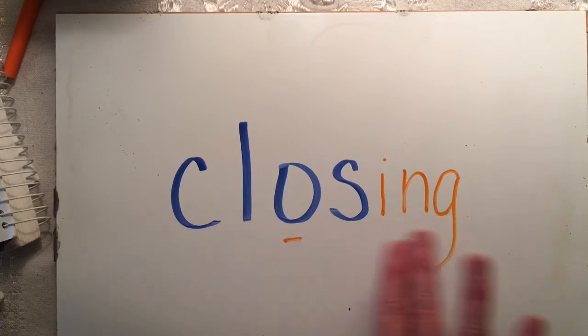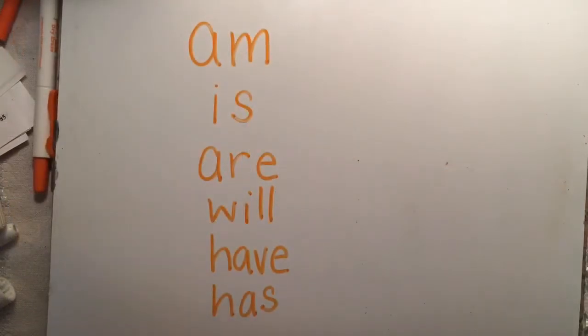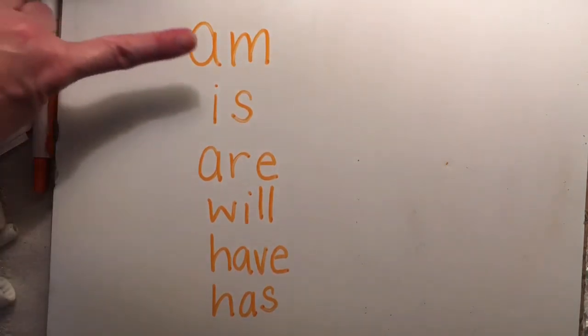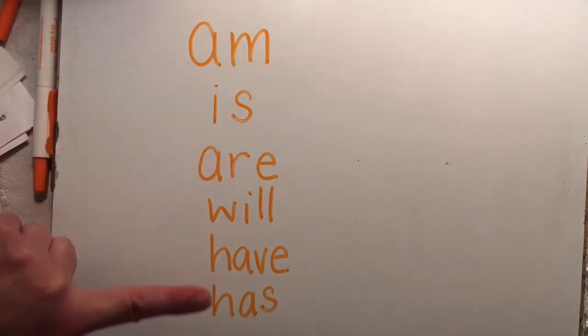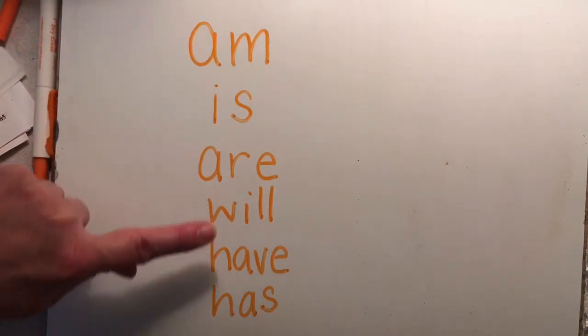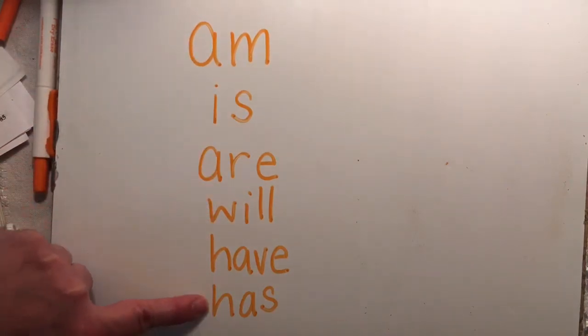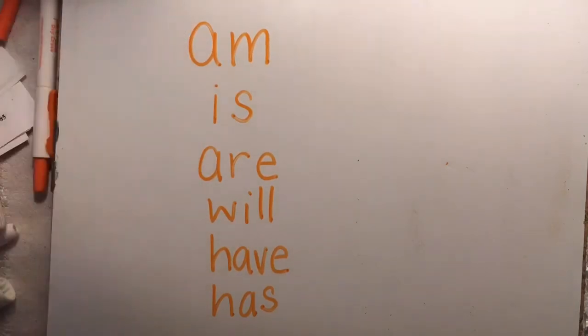All right, friends, we're going to do a quick sight word review before we move on to our language development with some sentence practice and capitalization. Am, is, are, will, have, has. Are, is, am, will, have, has, have, will, are, is, am.